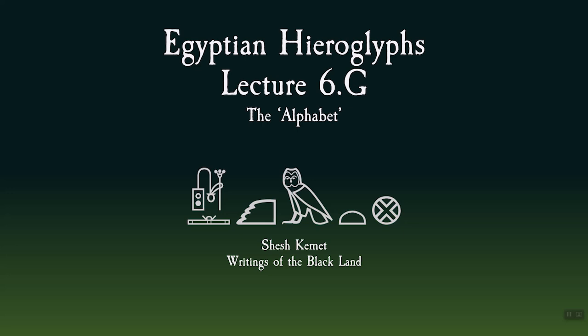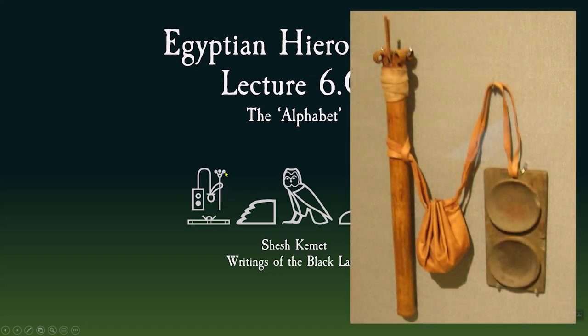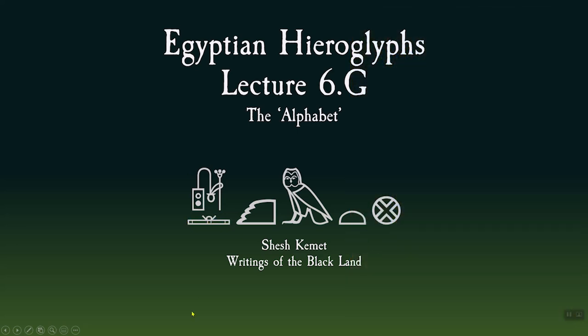Just to get us started, I wanted to decipher this simple set of hieroglyphs for us here. This is Shesh Kemet, the writings of the Black Land. Now, Shesh is the first hieroglyph here. This is the hieroglyph of a scribe or writings. Here you can see the scribe's pad. This is what scribes would use to write. And then we have the scroll here at the bottom. And then these symbols here read as Kemet, which in Egyptian means the Black Land.